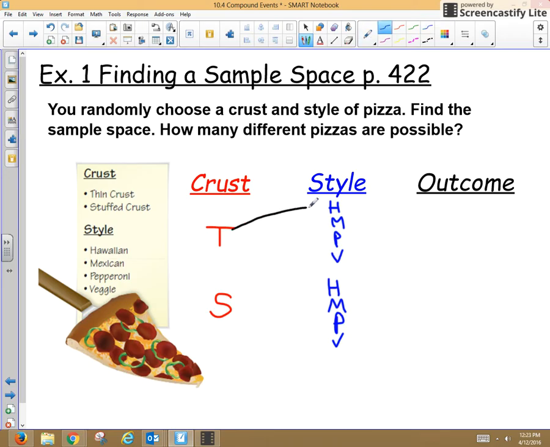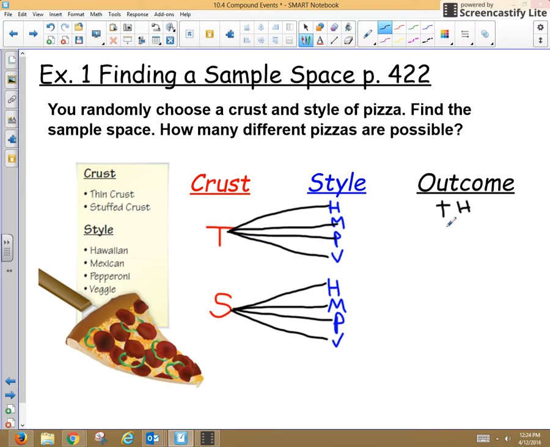So we can do thin Hawaiian, thin Mexican, thin pepperoni, or thin veggie. Same thing, we could have stuffed crust with Hawaiian, stuffed crust with Mexican, stuffed pepperoni, or stuffed veggie. So for the outcome, we could have thin Hawaiian, which is 1, thin Mexican, which is 2, thin pepperoni, which is 3, and thin veggie, which is 4. And same thing here. Stuffed Hawaiian, stuffed Mexican, stuffed pepperoni, or stuffed veggie.